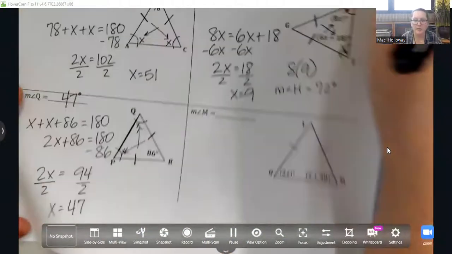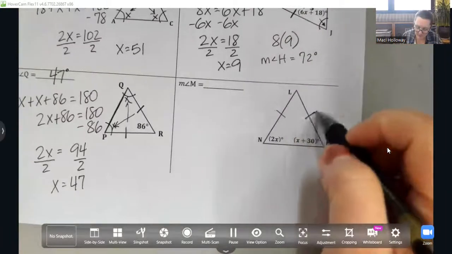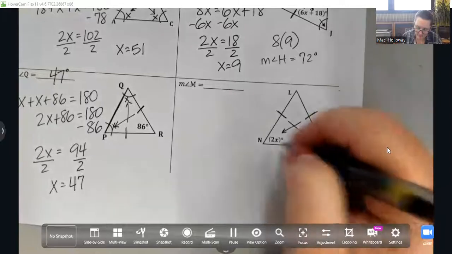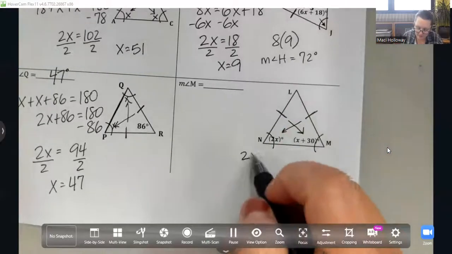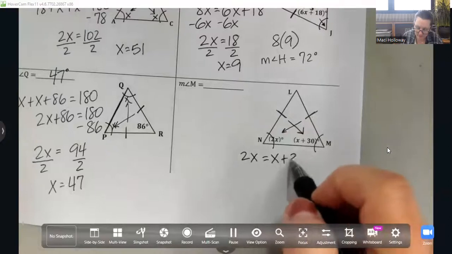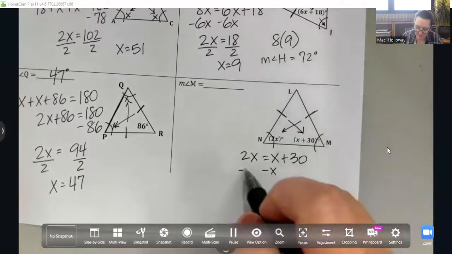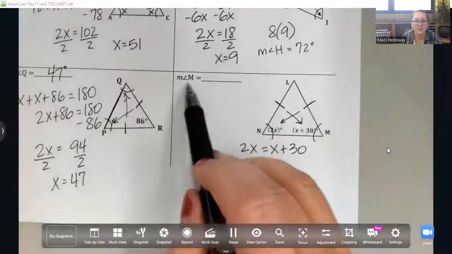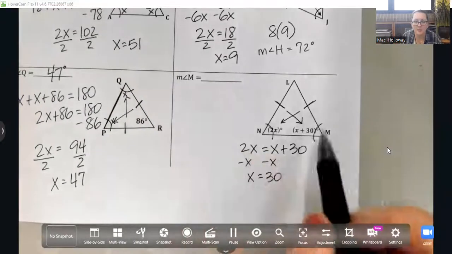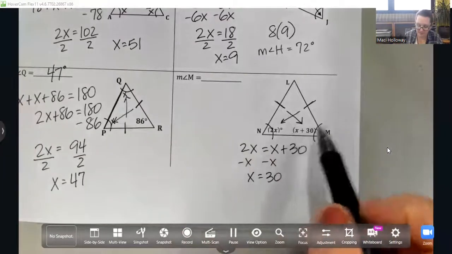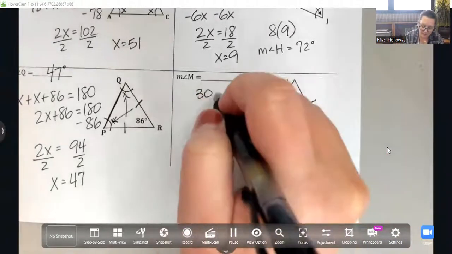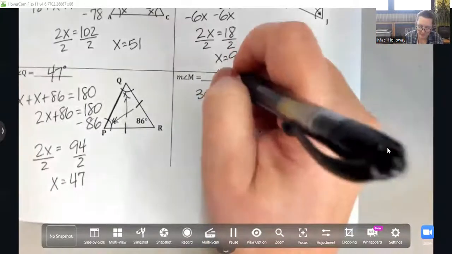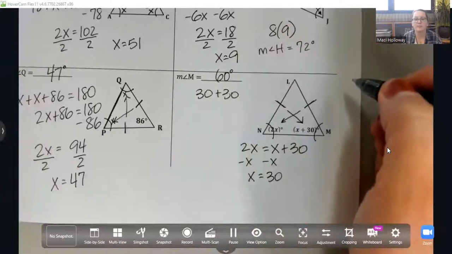All right, let's keep going. Same thing. If my side lengths are congruent, the opposite base angles are also congruent. So 2x equals x plus 30. Subtract x here, and x equals 30. I'm not done because it's asking me to find the measure of angle M. The measure of angle M is x plus 30. So I'm going to plug in 30 for the x value, and the measure of angle M is 60 degrees.